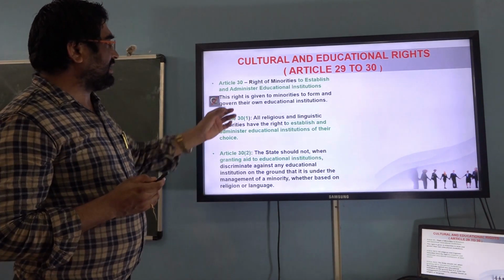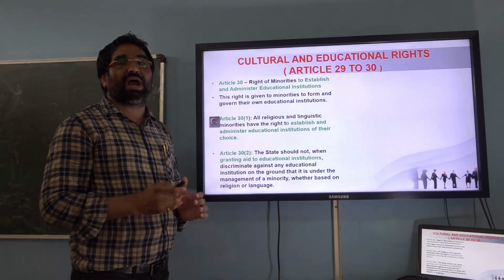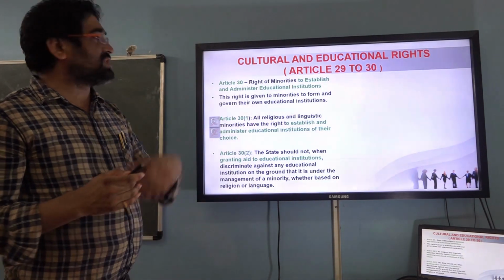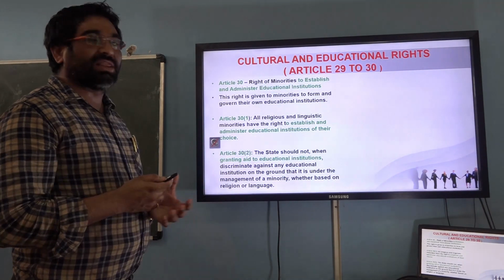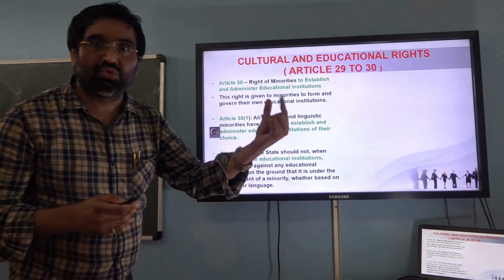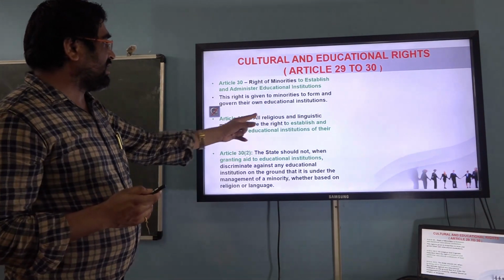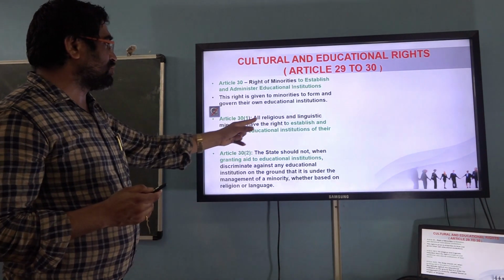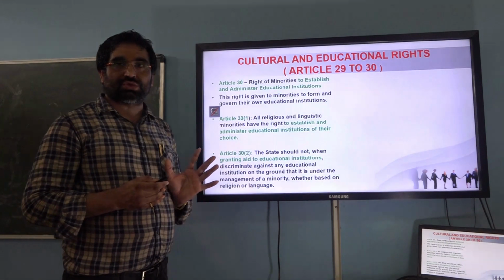And Article 30 is telling that minority people have the right to open, to start, to establish institutions related to education and others, and they can administer those institutions. Article 30(1) is telling that all religious and linguistic minorities have the right to establish and administer educational institutions.